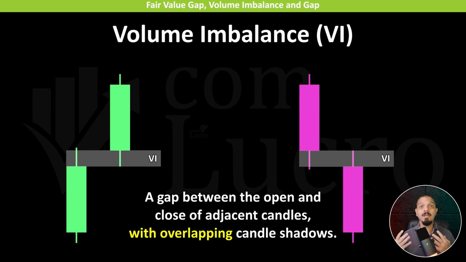Beyond fair value gaps, the ICT method also highlights related concepts such as volume imbalances and gaps. A volume imbalance occurs when there is a difference between the open and close of adjacent candles, even though trading activity exists within that area because the candle shadows overlap.